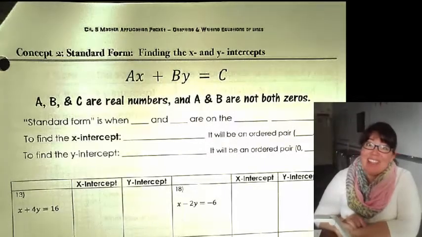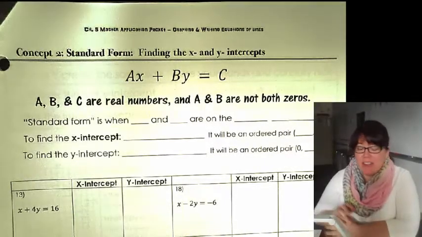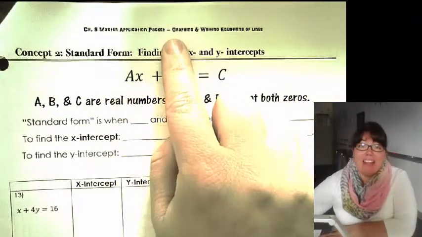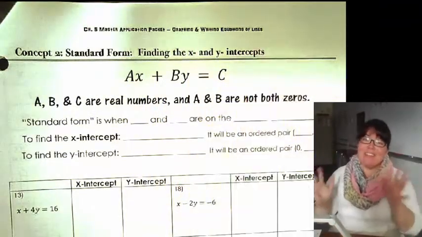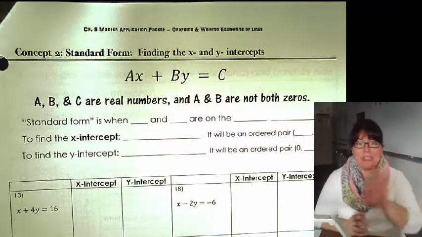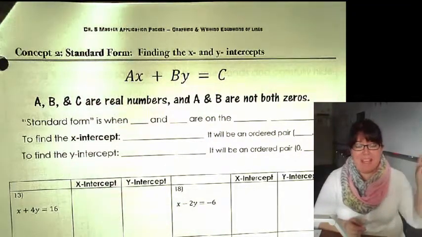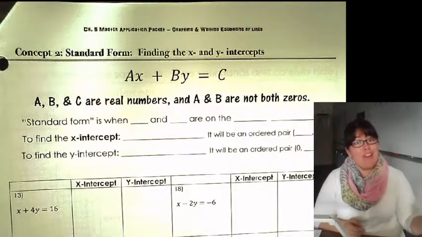Welcome back, guys. As you know, we're in Chapter 5, and in Chapter 5 we're dealing all with graphing and writing the equations of lines. And today is a very special day because today we are going to leave slope-intercept form behind, and we're going to learn about a new form.